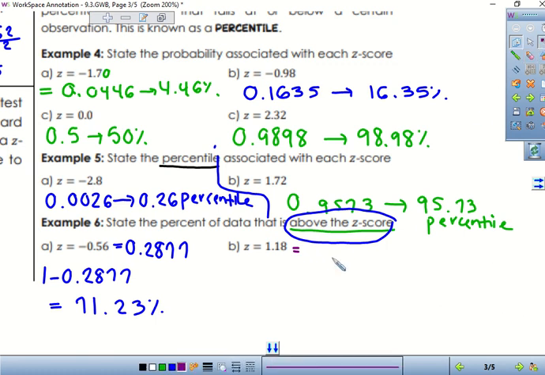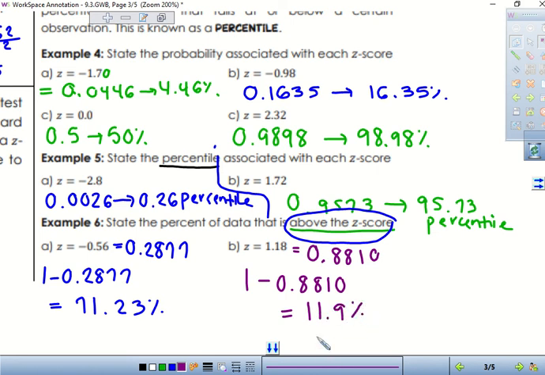Alright, so for the next one, it's 1.18. Now if you use the chart, you should get 0.8810. So you have to do 1 minus that value. And that will come out to be 11.9%. So 11.9% of the data is above 1.18.